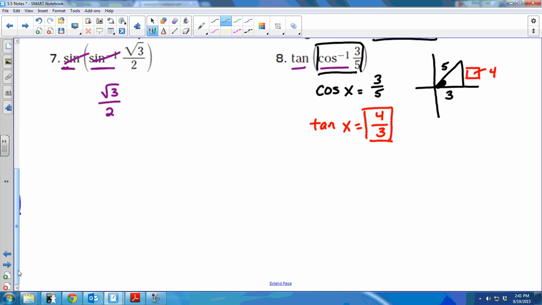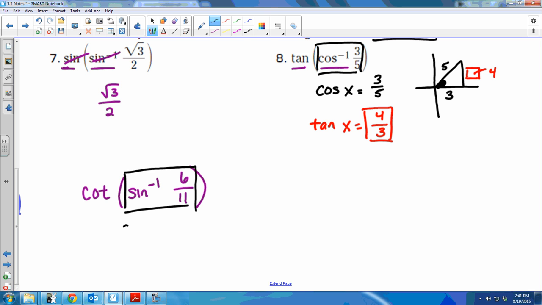Let me make up another one that you can't just type into the calculator. Let's find cotangent of the inverse sine of 6 over 11. Okay? So again, this expression right here used to be sine x equals 6 over 11. It was an equation before they took the inverse. So we make it an equation again. Everything's in the first quadrant is what they're telling me. So looking here, sine is the opposite over the hypotenuse. So opposite would be 6, hypotenuse would be 11.